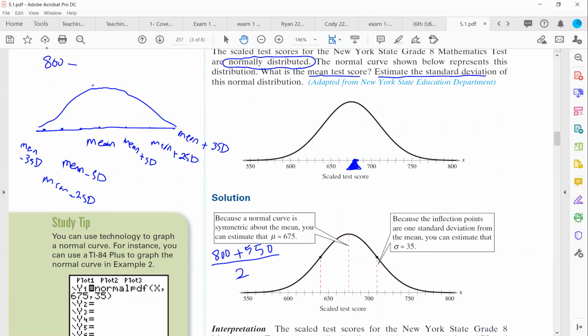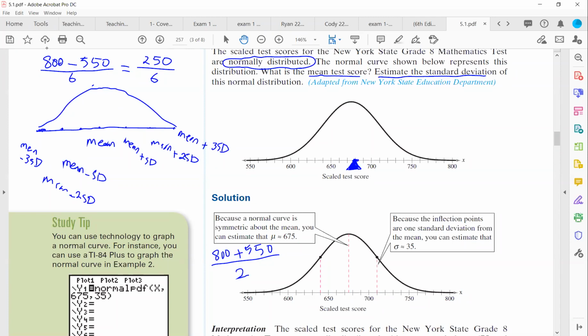800 minus 550 divided by 6. 250 divided by 6. But note that we know that our normal distribution, these 2 boundary points are the points that the graph doesn't touch the horizontal axis.